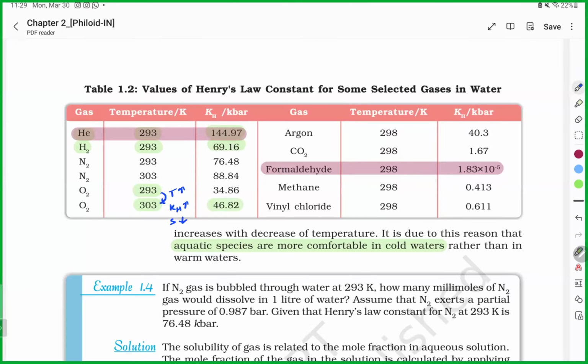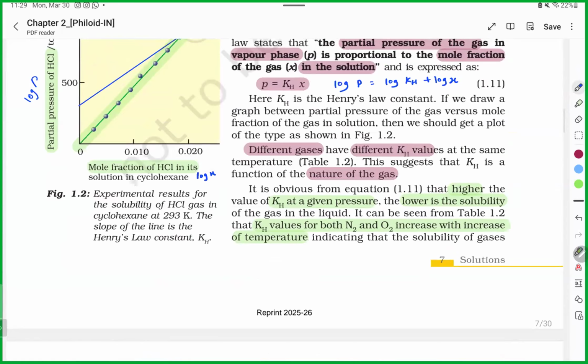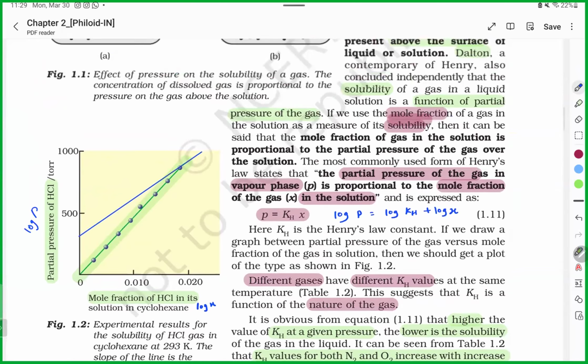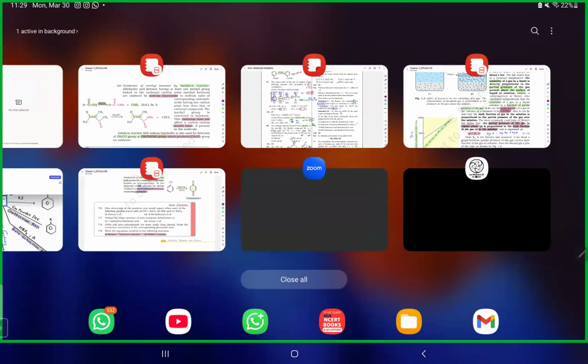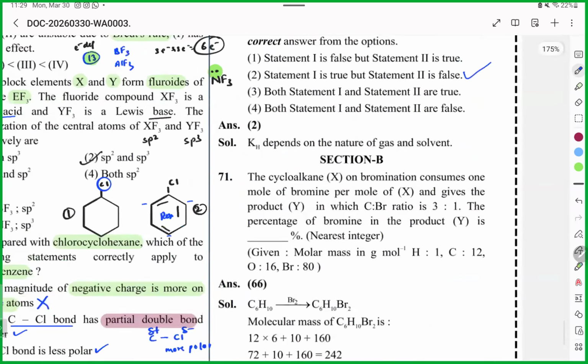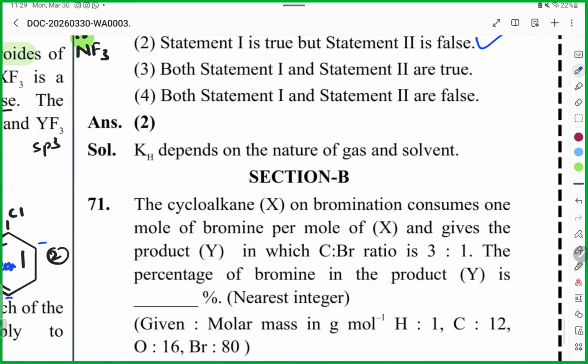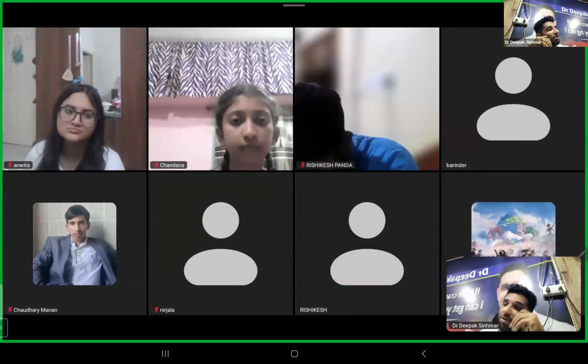Any doubt, guys? No, sir. All these were in water. It depends upon the nature of the gas. I wanted to ask this question before doing this mole concept question. Mole concept question will be easy. Bromination of cycloalkane.